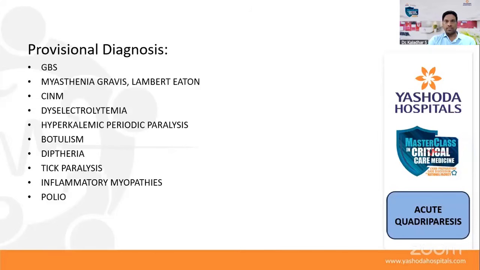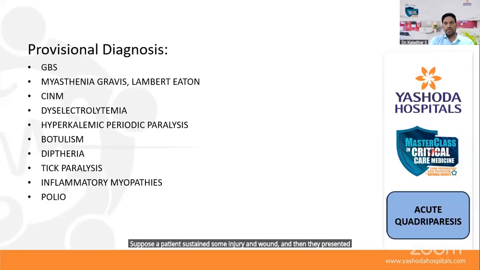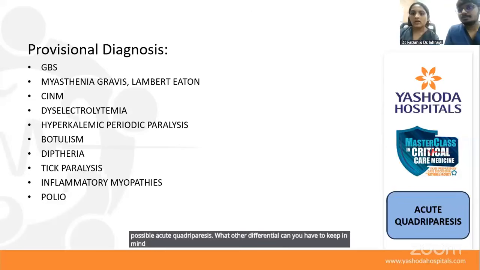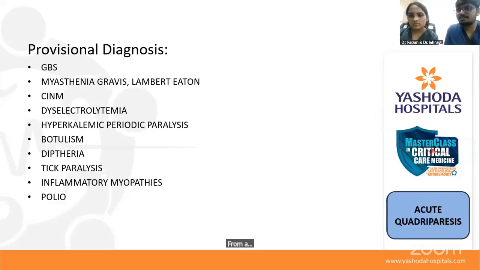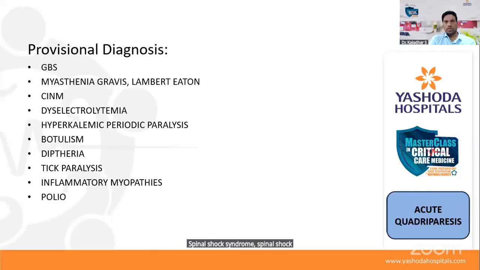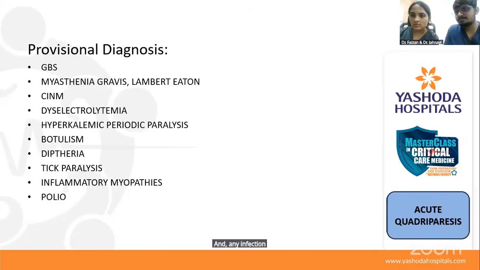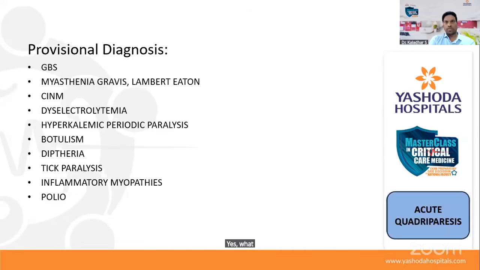Suppose a patient sustained some injury and wound, and then presented with possible acute quadriparesis. What other differential can you keep in mind? Trauma, spinal shock syndrome. No, he just had a wound on the leg, sustained some injury wound on the leg, and over a course of another 5 to 6 days presented with acute quadriparesis and any infection. Tetanus. Yes. What is the typical posture of tetanus?